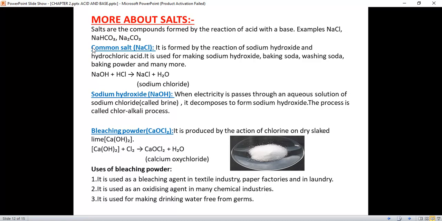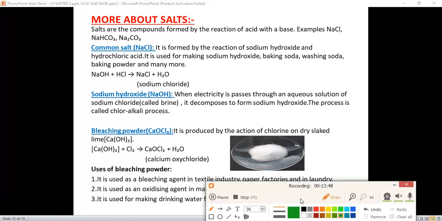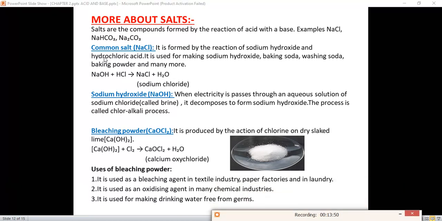Now we'll read about the first salt, common salt. Do you know which salt we use in our home, in the kitchen, in the food? What is the name of that salt? Not tartar salt or iodized salt. The chemical name of the salt which we use in our kitchen is sodium chloride, and the common name of that salt is common salt. We use this salt in our everyday life.